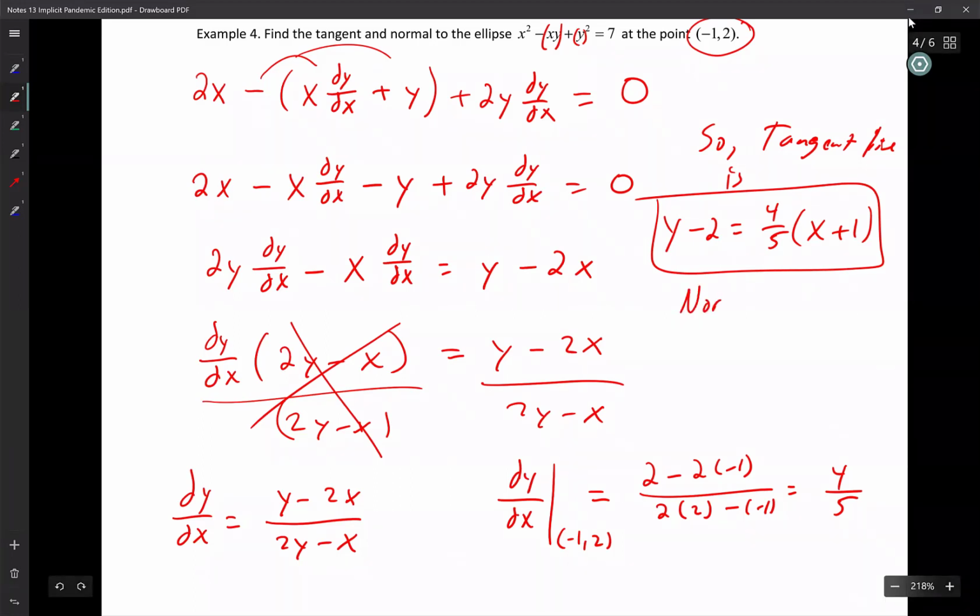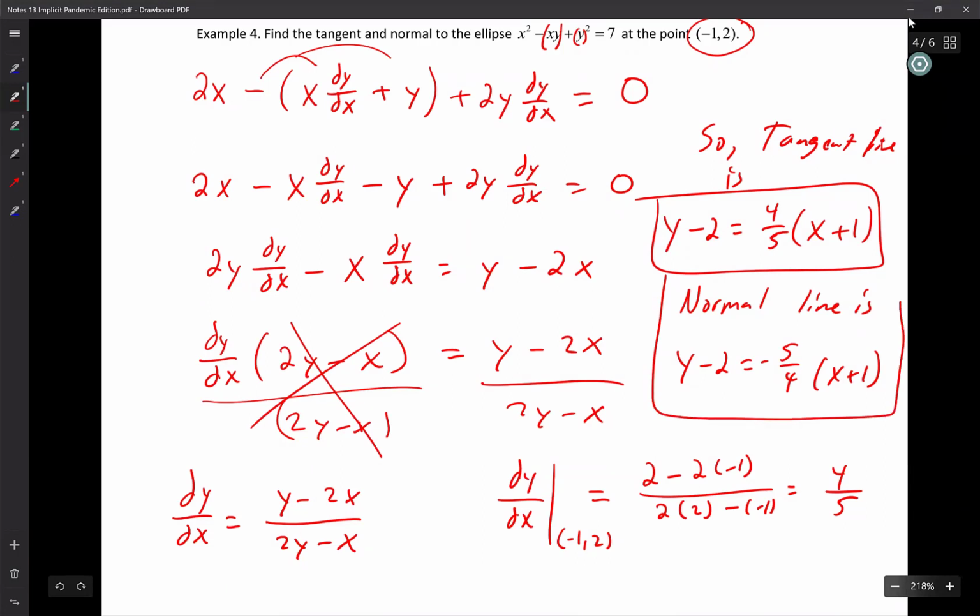Say it again. Normal line is y minus 2 equals -5/4 times (x plus 1). And I know you guys want to see this in Desmos, because I want to see it. Don't you guys want to see this? Okay. You guys are going to have to tell me all this stuff. I should have done the other one too. Oh, no, the other one didn't have a tangent. All right, here we go, guys. Let's do it in Desmos.